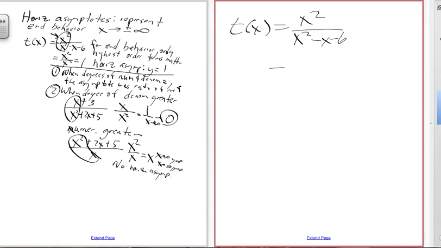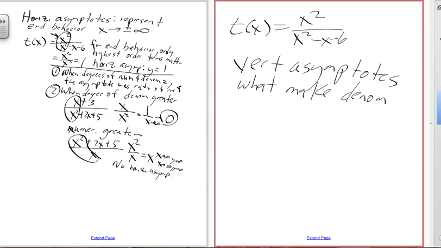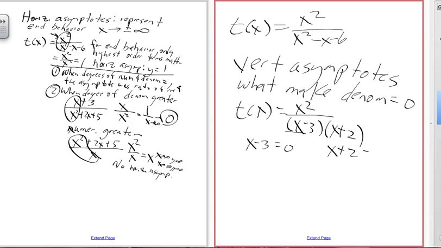To do this, we need to factor, because we want to find vertical asymptotes. So vertical asymptotes are what make the denominator equal to 0. Okay. So first thing I need to do then is factor this. And this thing factors to x minus 3, x plus 2. So my vertical asymptotes then are going to be where x minus 3 equals 0 and x plus 2 equals 0. Or they will be at x equals 3 and x equals negative 2. And these are my two vertical asymptotes.